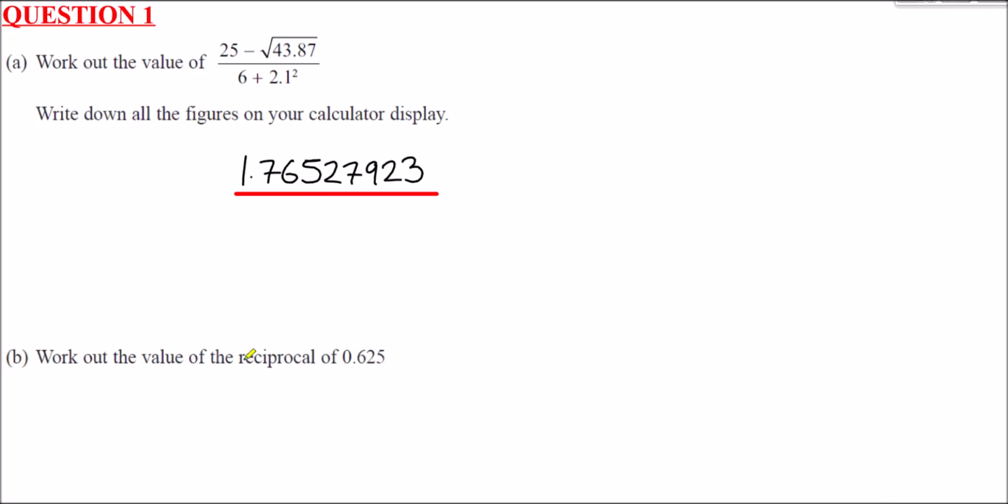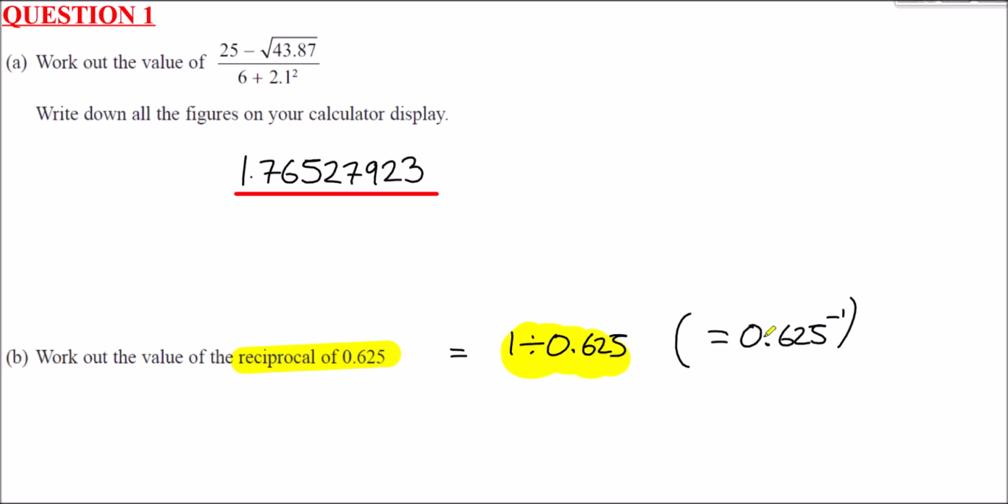It then says to work out the value of the reciprocal of 0.625. So the reciprocal of a number just means 1 divided by itself. So that just means 1 over 0.625, or just means 0.625 to the power minus 1. One and the same thing. So there is actually a reciprocal button on your calculator, which I'll show you now. It's just a button which says to the power minus 1.